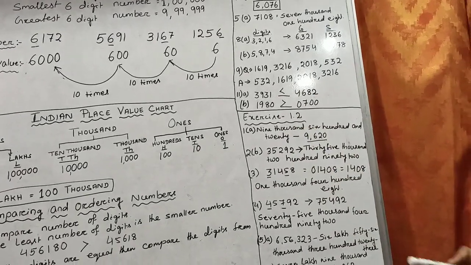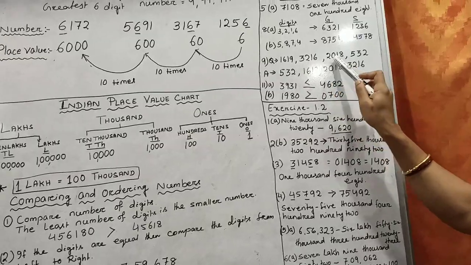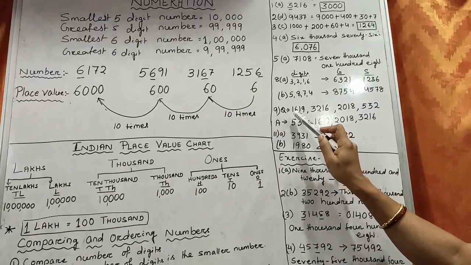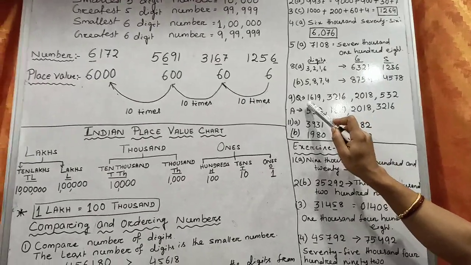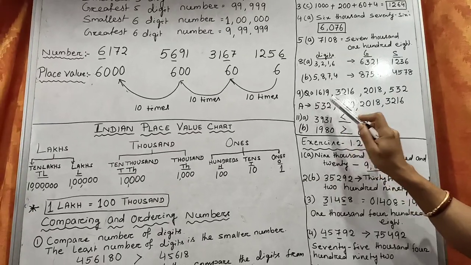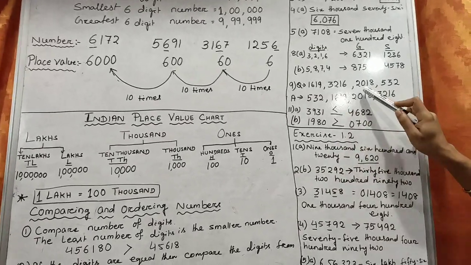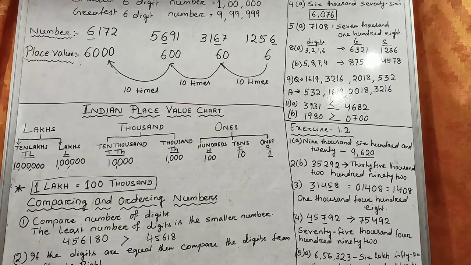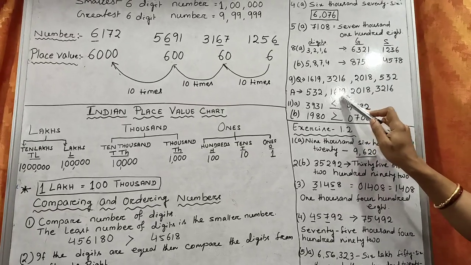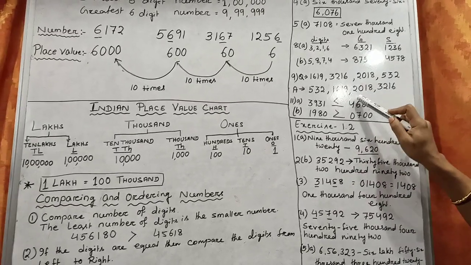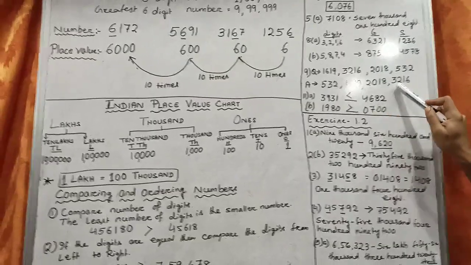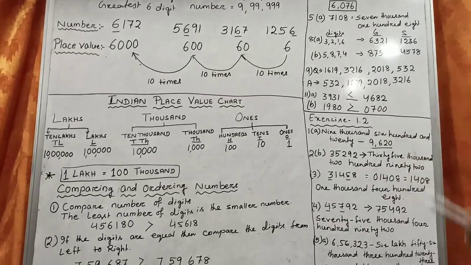The next ones are these 3 numbers, which are 4-digit numbers. So first you compare all the 1000 places. Here in the 1000 place 1 is there. Here is 3. Here is 2. So the next number is 1619. Then 2018. Then 3216.